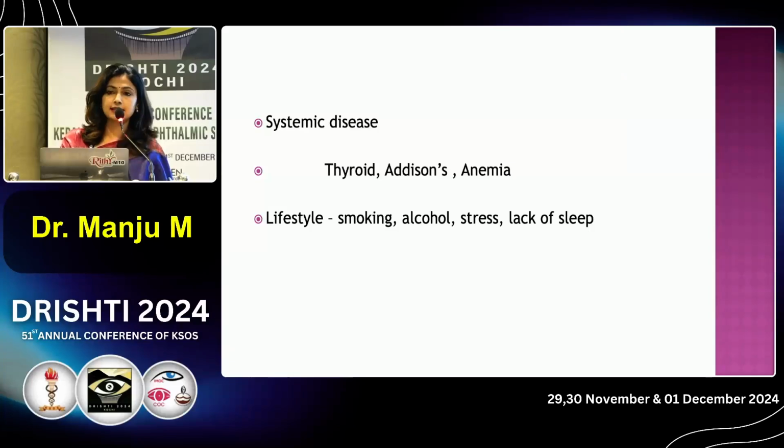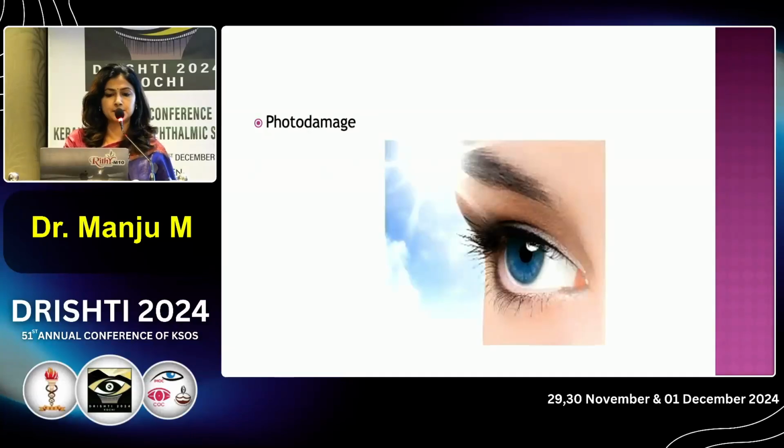Systemic diseases like thyroid disease, Addison's disease, anemia, and lifestyle factors like smoking, alcohol, lack of sleep, and stress can also induce dark circles. Another most important thing is photodamage. When there is excessive UV exposure, that will lead to oxidative stress, and there will be pigmentation around the eyes and also laxity around the eyes.